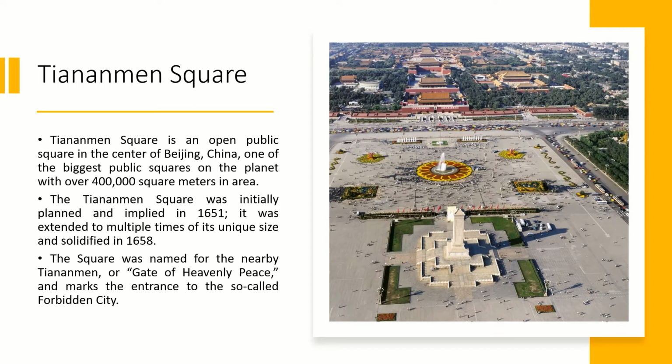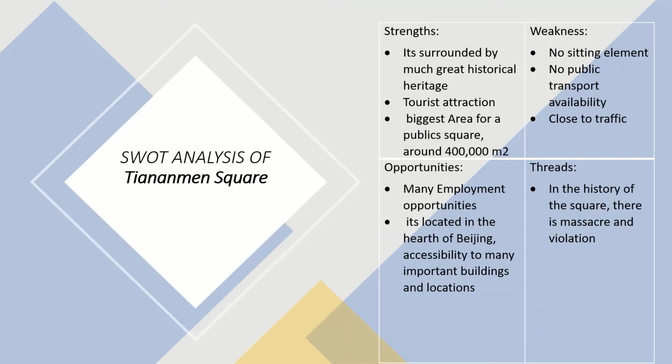The square was named for the nearby Tiananmen, or Gate of Heavenly Peace, and marks the entrance to the so-called Forbidden City. Here we have SWOT analysis of Tiananmen Square.